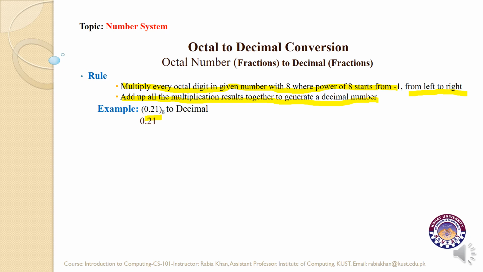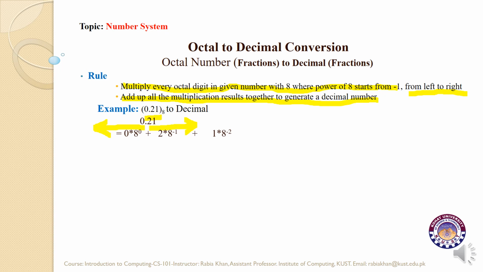So this 0 is the integer part. We multiply it with 8, and the power of 8 will be 0, and the multiplication process will move from right to left, while this 21 is the fractional part. So we multiply every digit in this fractional part with 8. The power of 8 will start with -1, and the multiplication process will move from left to right. So this decimal point will help you a lot. Let's proceed.